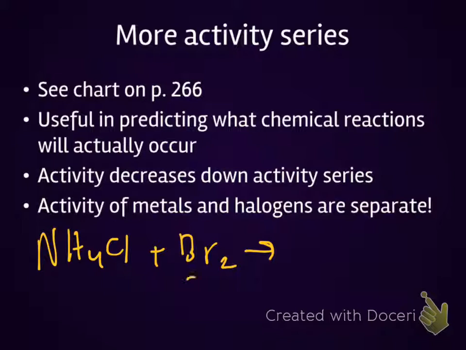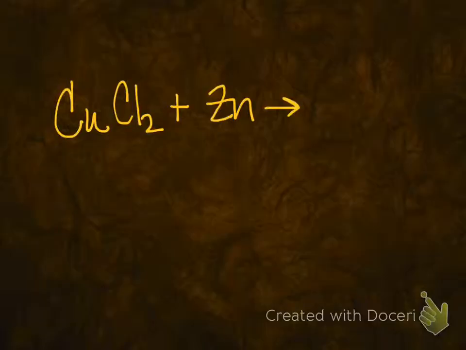Okay, right, bromine's a halogen, chlorine's a halogen. If any replacement's going to occur, it would be those two. The activity series for halogens is separate from the one for metals. So it's apples and oranges. You can only compare halogens to other halogens. You can only compare metals to other metals. Okay? Yeah?